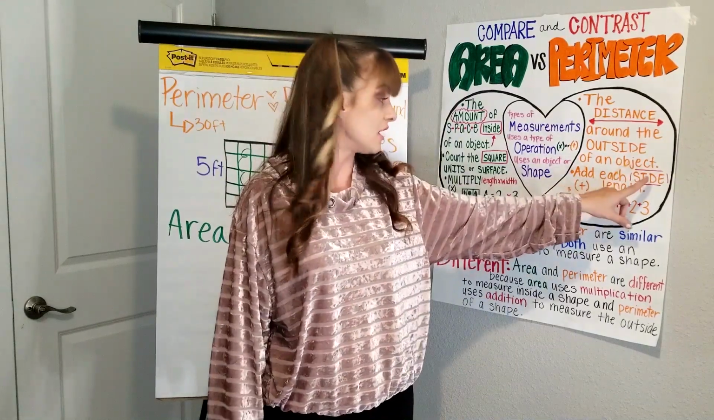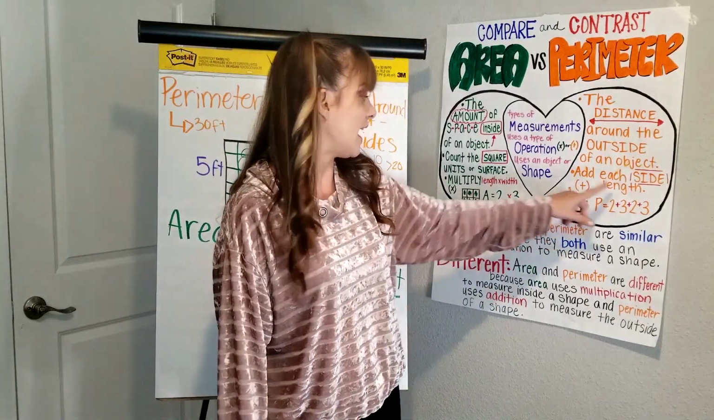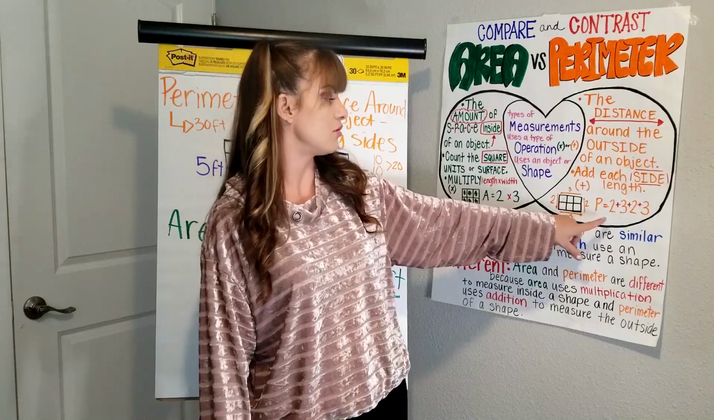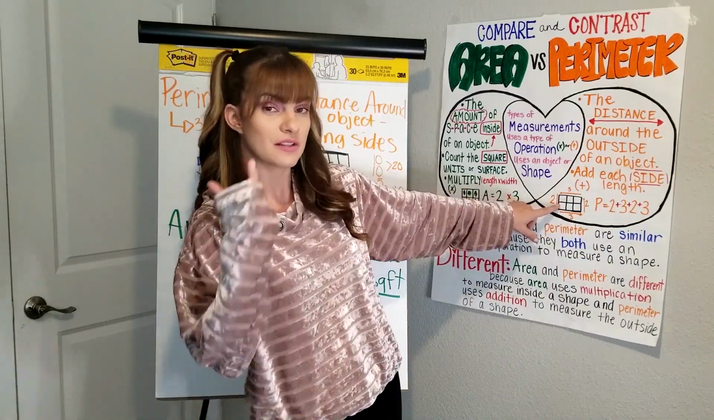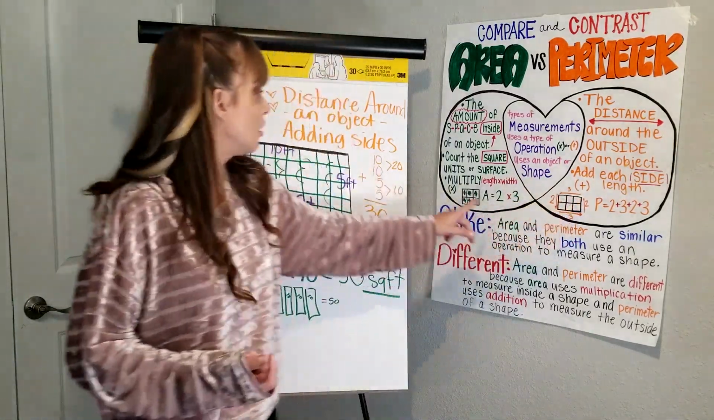You add each side, which is the length. So we're using addition, we're adding all the sides. So in my example, I have 2 going down, 3 going across, so I have 2 plus 3 plus 2 plus 3. And here's a picture of what I mean by the square measurements. We could draw 2 going down and 3 across.